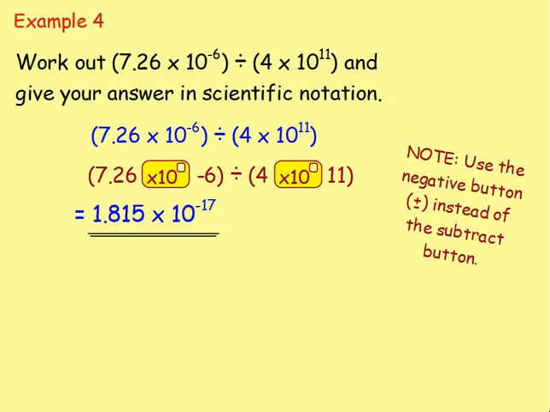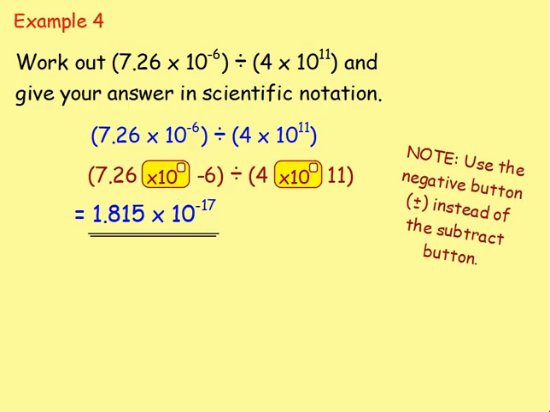So, we had some questions such as this. Work out 7.26 times 10 to the power of negative 6 divided by 4 times 10 to the power of 11. And if we're doing that on the calculator, you just type in the first part of your number. So we would type in 7.26. Then we would use our calculator to press one of the buttons.